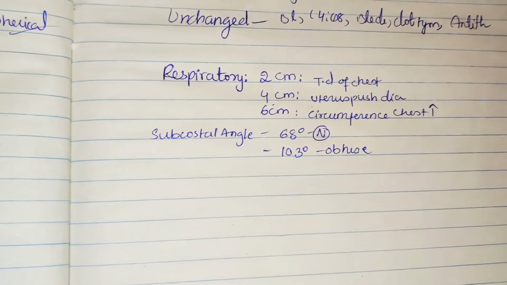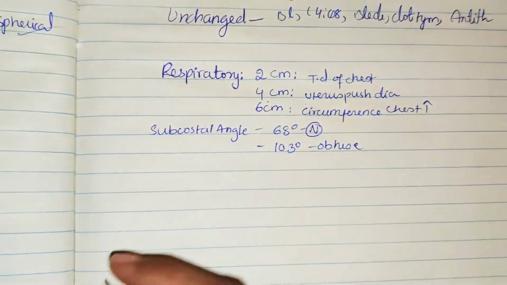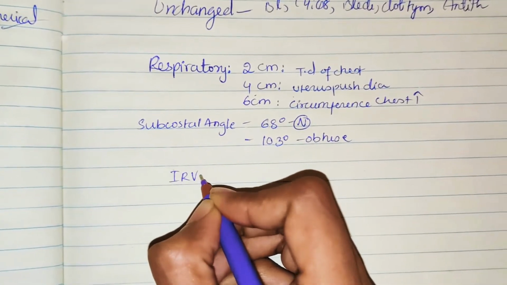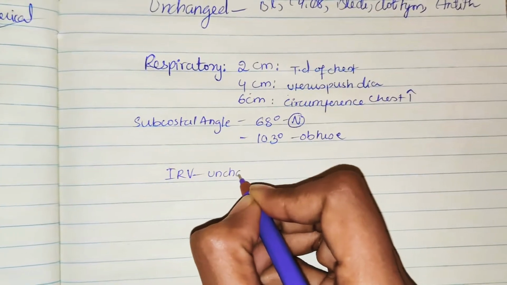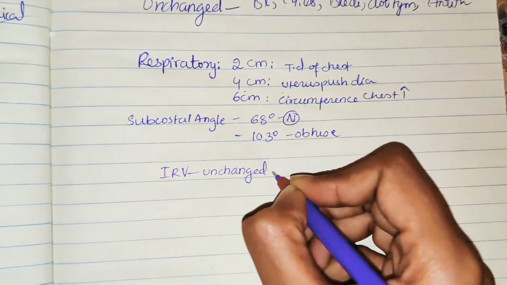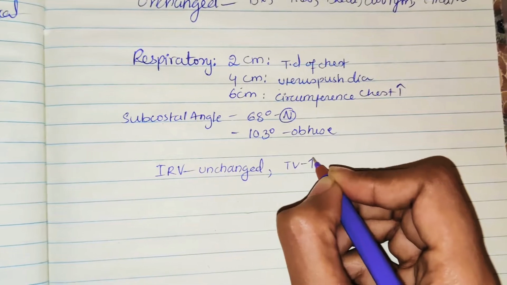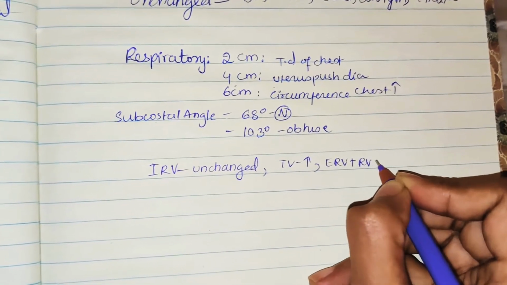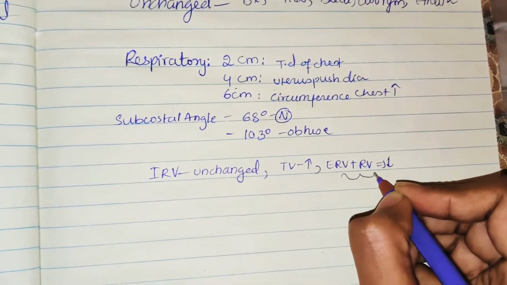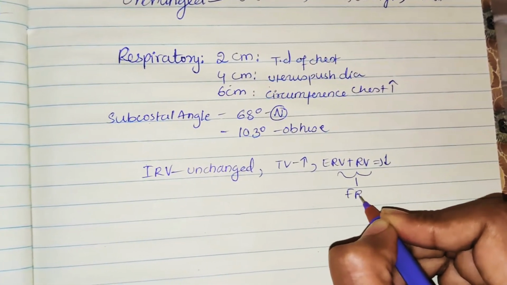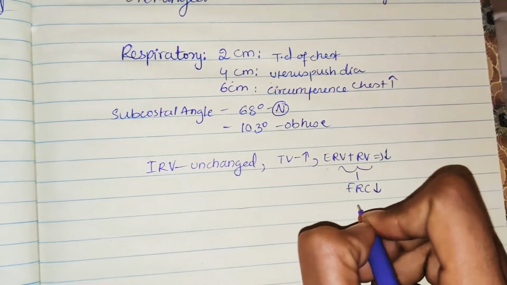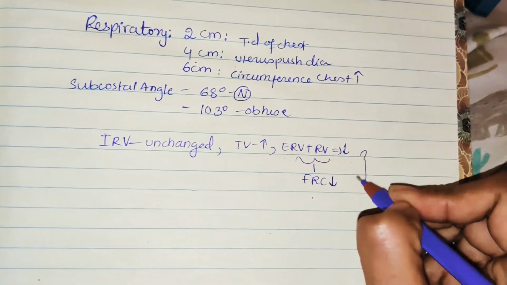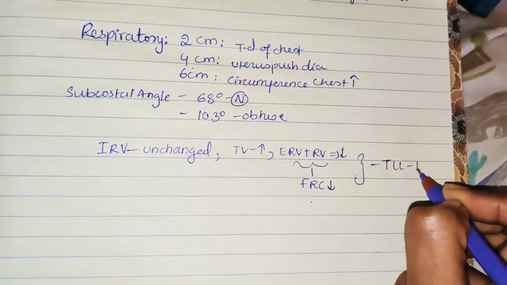Now coming to some important parameters which we know, of course, like inspiratory reserve volume. Inspiratory reserve volume is actually unchanged in respiration in pregnancy. Tidal volume will increase, and expiratory reserve volume and residual volume both will decrease. Both together are called functional residual capacity. Of course, if both decrease, functional residual capacity will drop. So if you see the whole scenario, the total lung capacity will also slightly decrease.